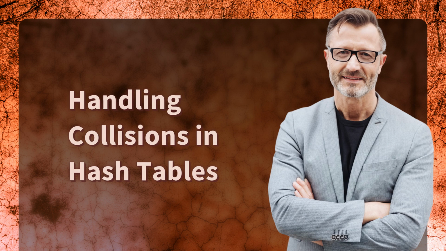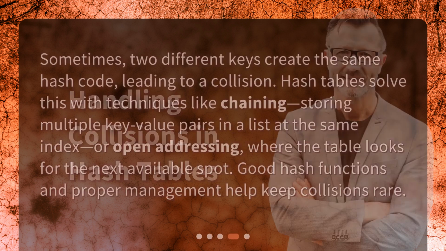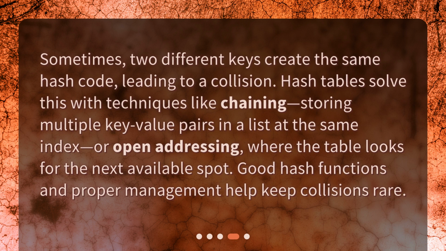Handling collisions in hash tables. Sometimes, two different keys create the same hash code, leading to a collision. Hash tables solve this with techniques like chaining, storing multiple key value pairs in a list at the same index, or open addressing, where the table looks for the next available spot. Good hash functions and proper management help keep collisions rare.